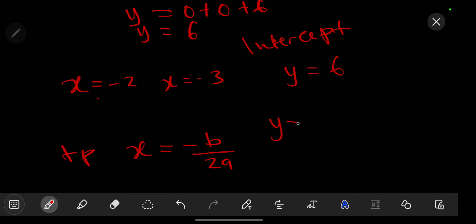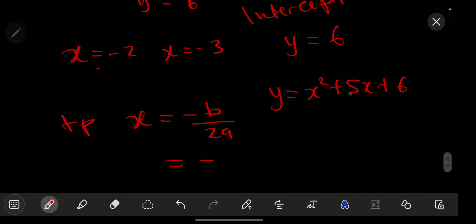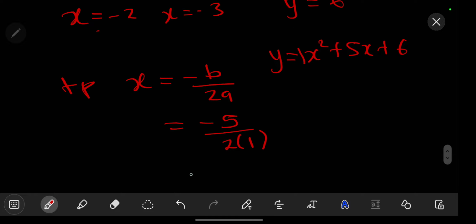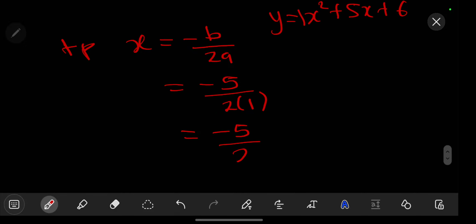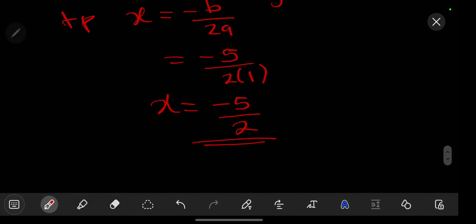So the equation is y equals x squared plus 5x plus 6. Where there is b, we are going to have negative 5. That's our b here. Negative 5 over 2, then a is 1, like that. So we are going to have negative 5 over 2. So this is our value of x at the turning point.